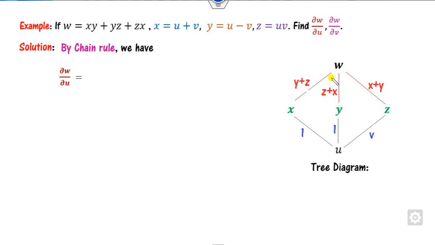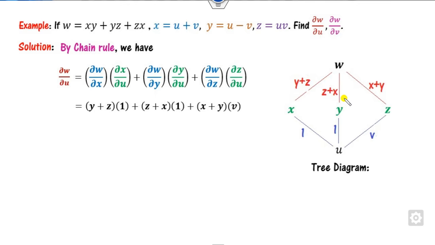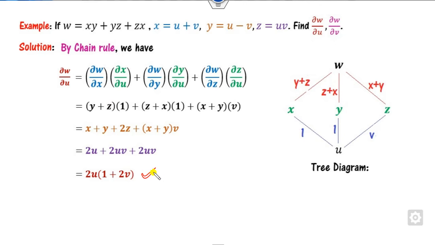Now how can you write that? This is nothing but y plus z times 1. This is my first pair. Similarly for the second pair, and this is my third pair. Now since I need the answer in terms of u and v, there is no need of x, so you can simplify them here. I have to substitute the values of x, y and z in this expression so that all the answers can be written in the form of u or v. This is the required answer.